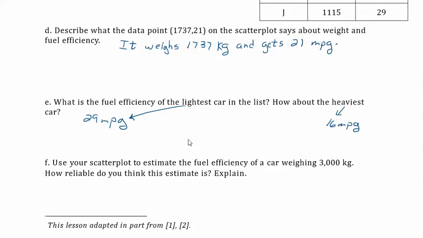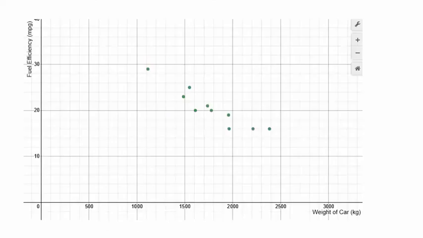F, use your scatter plot to estimate the fuel efficiency of a car weighing 3,000 kilograms. So in order to do that, we're going to need to take a look at our graph, and we're going to have to try to find the line or pattern that we think this graph is following. It does look like a line, kind of. It may be making a little U-turn here. This is sort of up for you to decide.